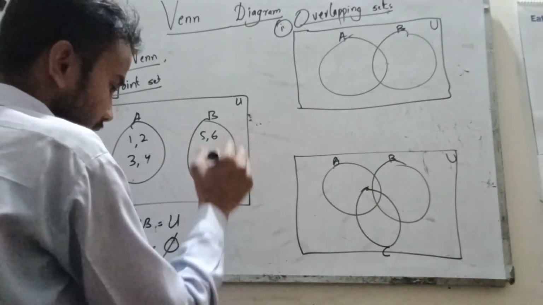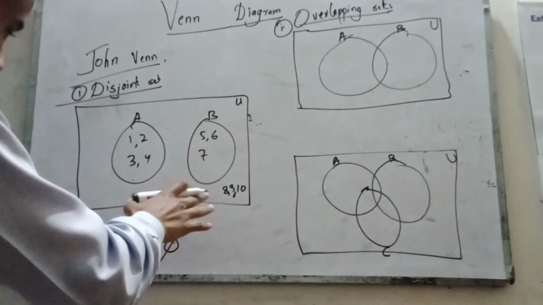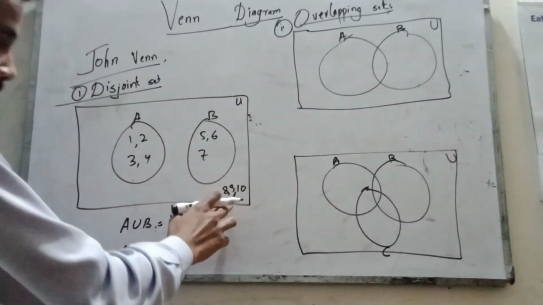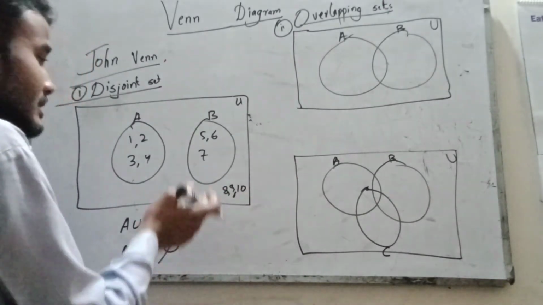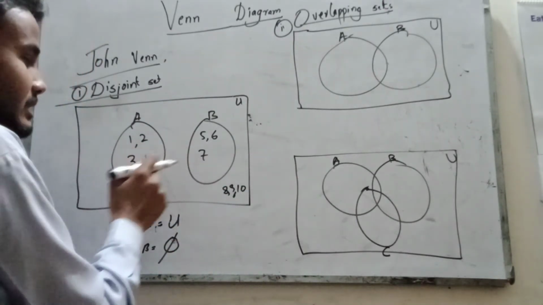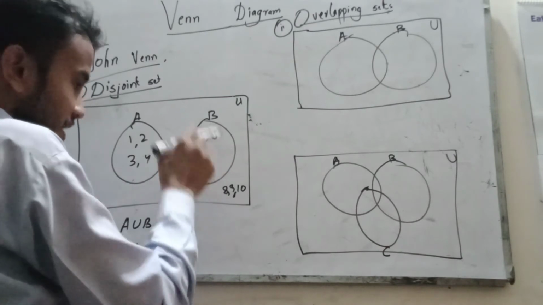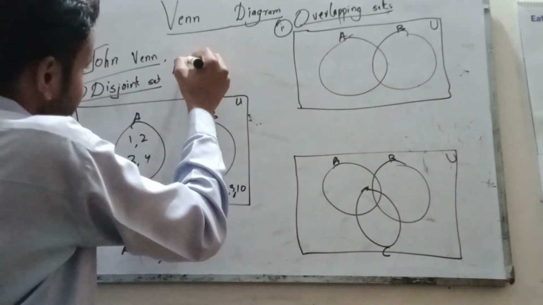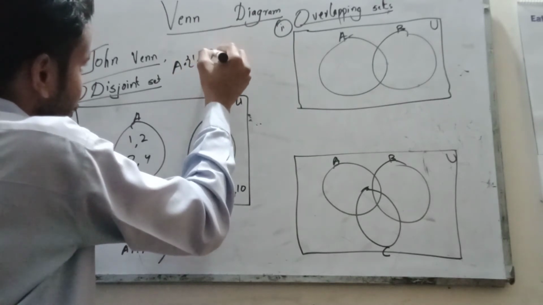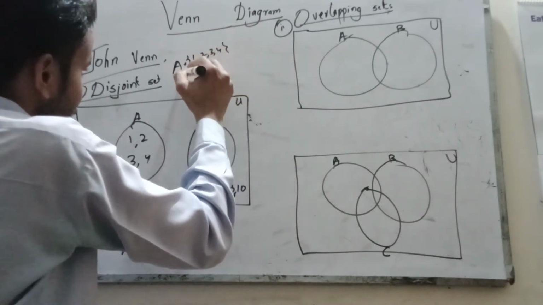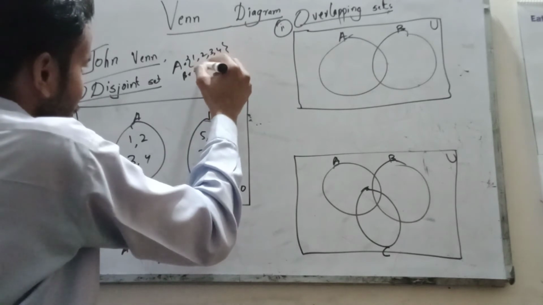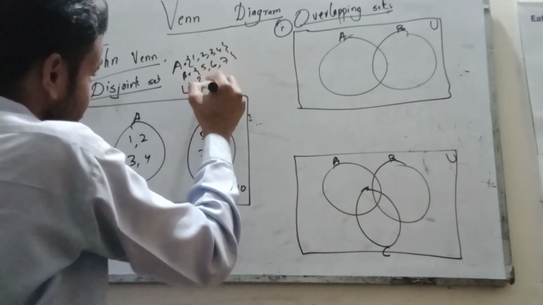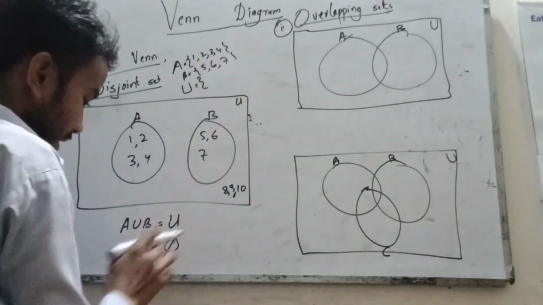We write here in this diagram rectangle the remaining, because the rectangle shows the universal set, this circle shows the A set, this circle shows B set. We can write here A is equal to 1, 2, 3, 4, B is equal to 5, 6, 7, and the universal set is equal to their union.